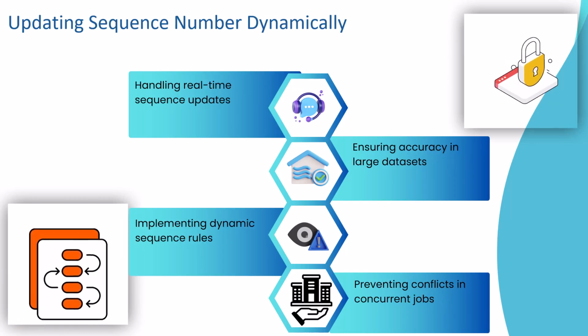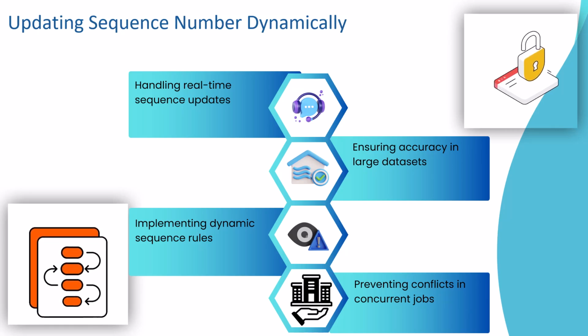Dynamic updates ensure sequence numbers keep up with your data needs, especially in high-speed environments. Whether you're dealing with massive datasets or multiple concurrent processes, this technique prevents collisions and ensures accuracy. Let's make sure your numbering system runs like a well-oiled machine.